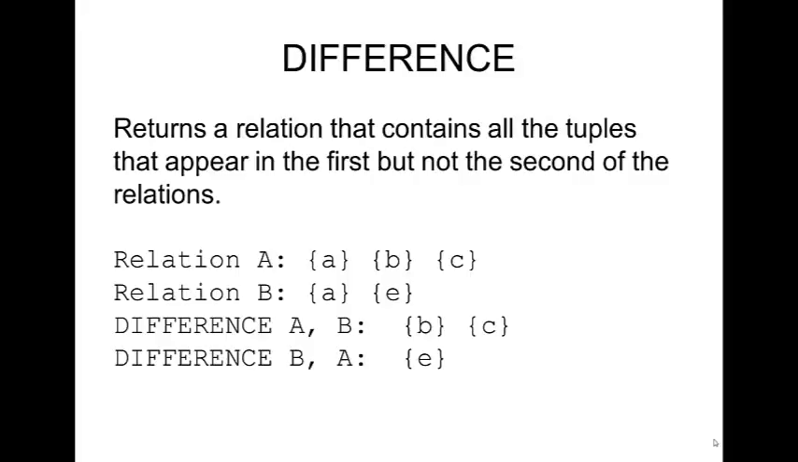The difference is the only one which is non-symmetrical. So depending on which way your tables go, you get a different result. Difference returns a relation that contains all the tuples that appear in the first, but not the second of the relationships. So all the tuples in the first one, so if our first one is A, we return all the ones in the first one that are not in the second one. So A is in the second one, so we don't return A, we just return B and C. But if we do it the other way, the difference between B and A, the only tuple in B that is not in A is E, the value E. So we return E. So difference gives a different result depending on which one you're comparing to the other one.